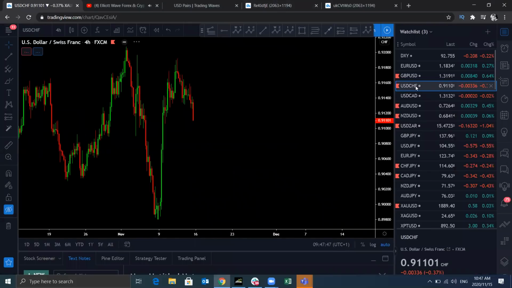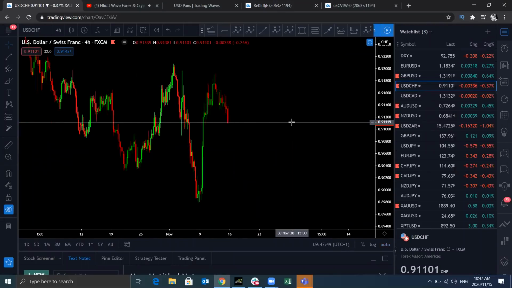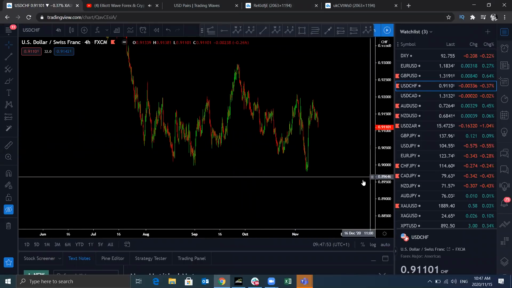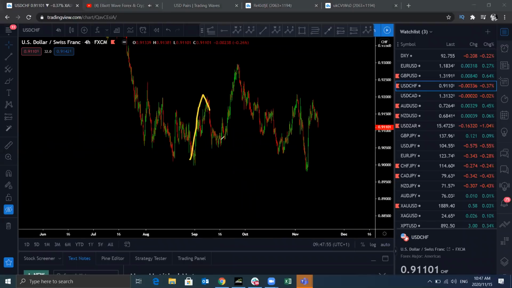US dollar CHF, we already looked at this one during trade setups. You've seen the structure. It was detailed very clearly by Sandile in last week's webinar, showing clear 3 waves up, 3 waves down, and a move to the upside. This is exactly the same structure that you see on the DXY. So we're still expecting a push to the upside in the next week.